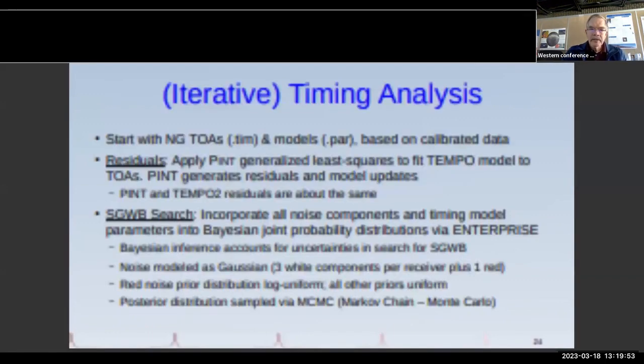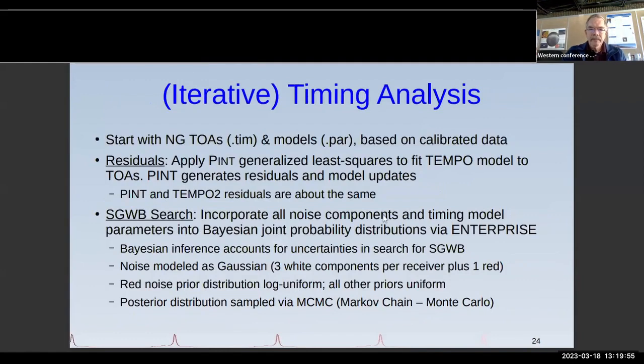So the process is I start with these time files and the parameter models, and all their data is calibrated. To get the residuals, I use Pint. I use a generalized least squares fit. So I'm fitting the model to the data, and Pint will generate these residuals and the plots, and it generates the model updates. And you can decide if you want to accept the model update or not.